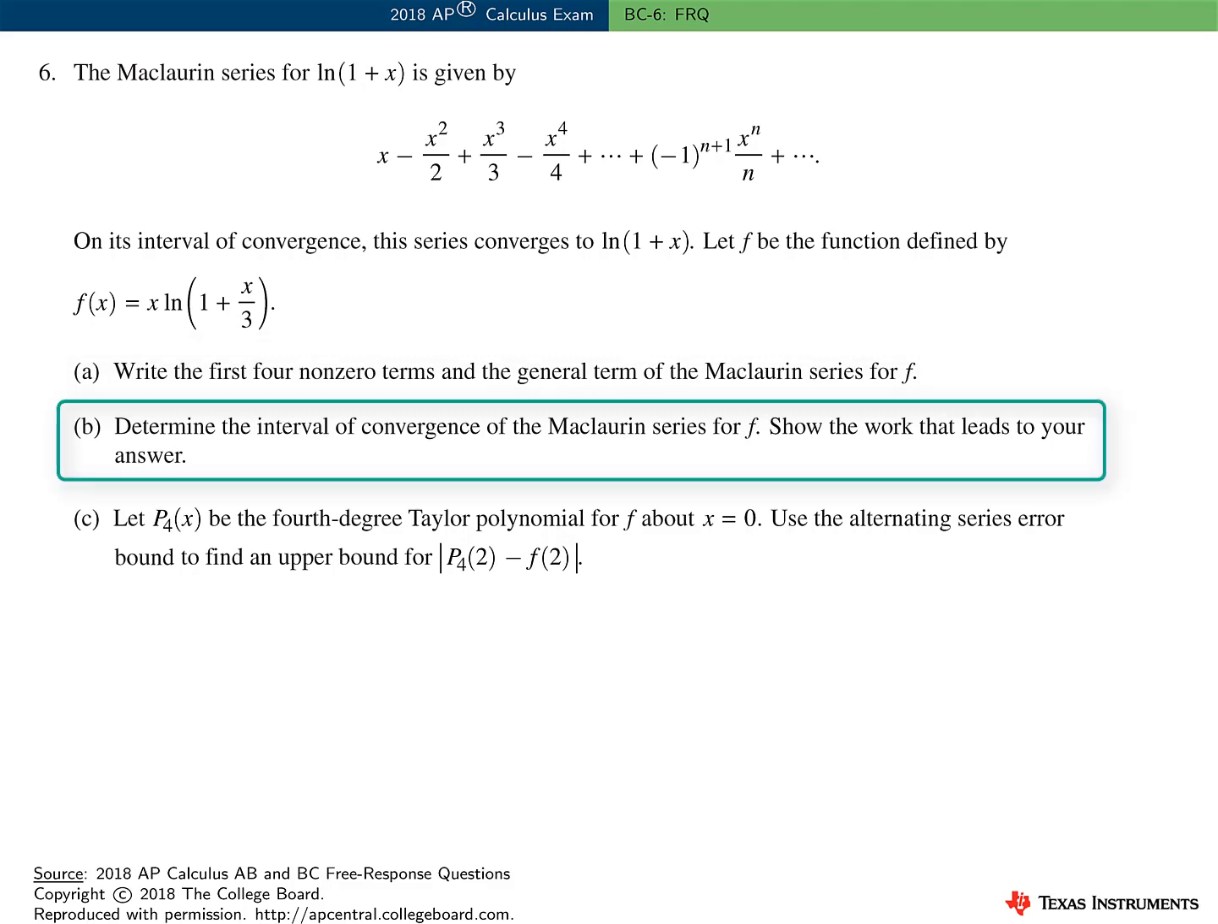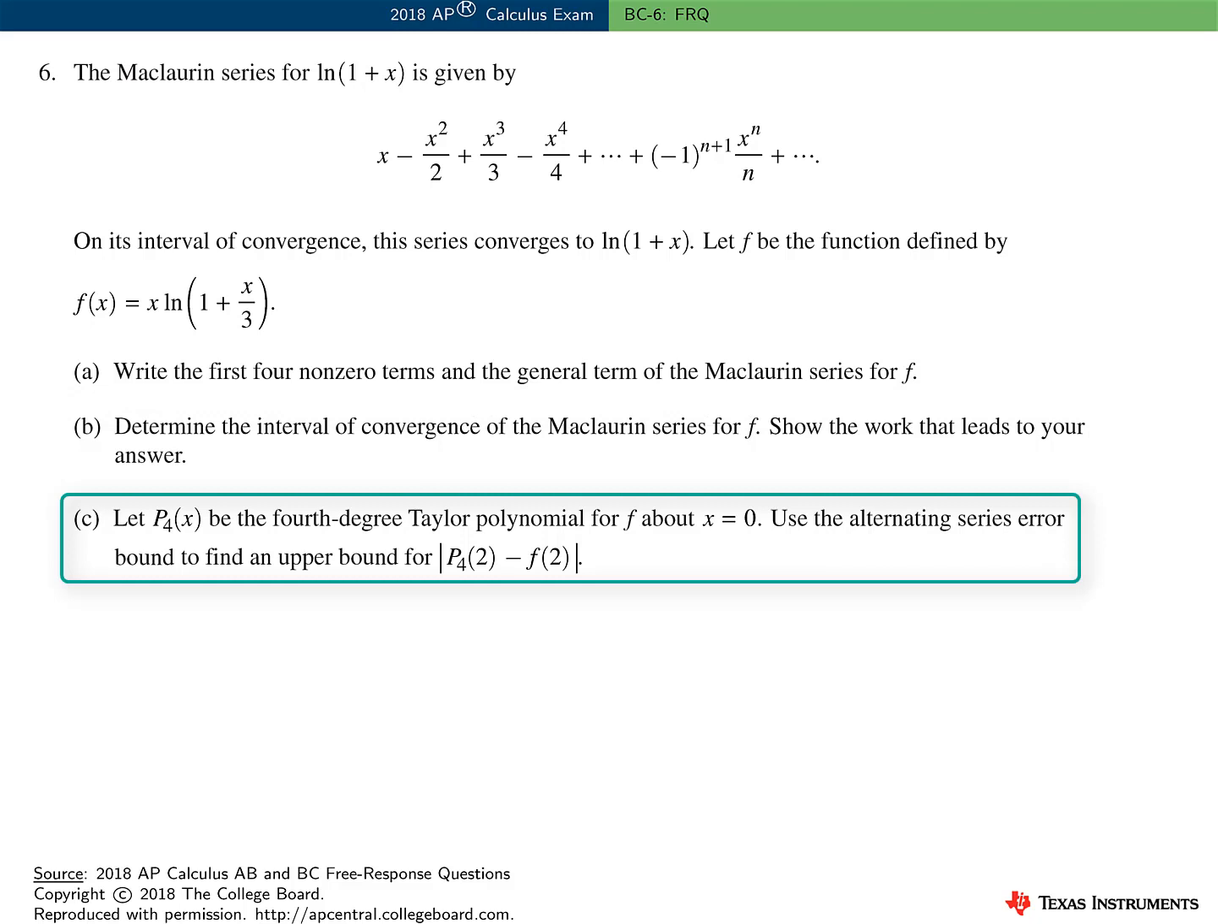In Part B, we need to determine the interval of convergence of the Maclaurin series for f. And in Part C, we need to find an error bound associated with the fourth degree Taylor polynomial for f at x equal 2.